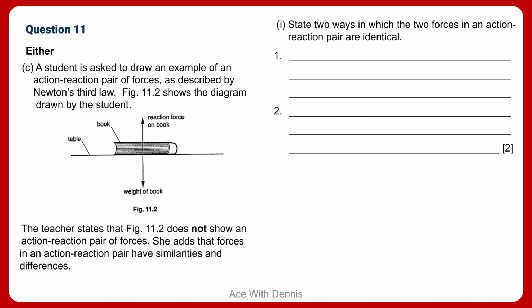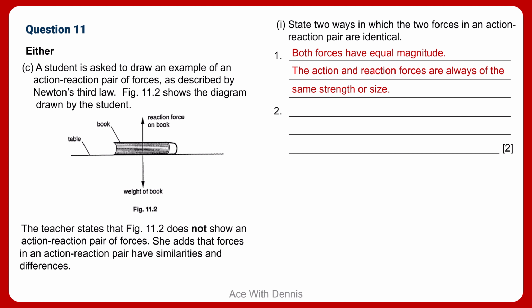2 marks. Okay, so the first similarity is both forces have equal magnitude, which means that the action and reaction forces are always of the same strength or size. The second similarity is both forces are of the same type of forces. If one is a contact force, the other is also a contact force. So these are the two similarities between the action-reaction pair.